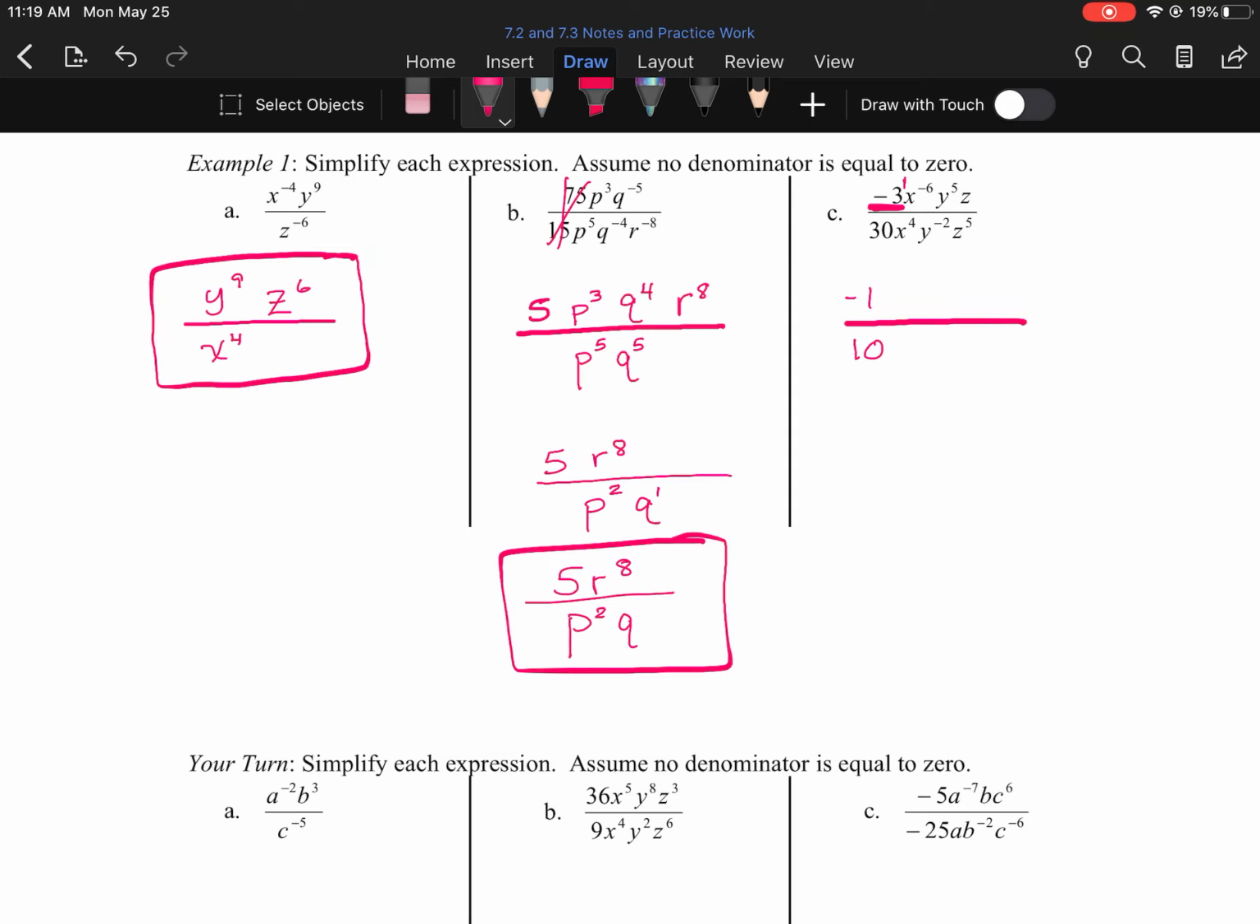And now x to the negative 6th. Well, that's going to the bottom and becoming positive. Y to the 5th is staying there. Z is staying there. Now in the denominator, x to the 4th stays where it is. Y to the negative 2, that's going to move to the top. And Z to the 5th is staying there.